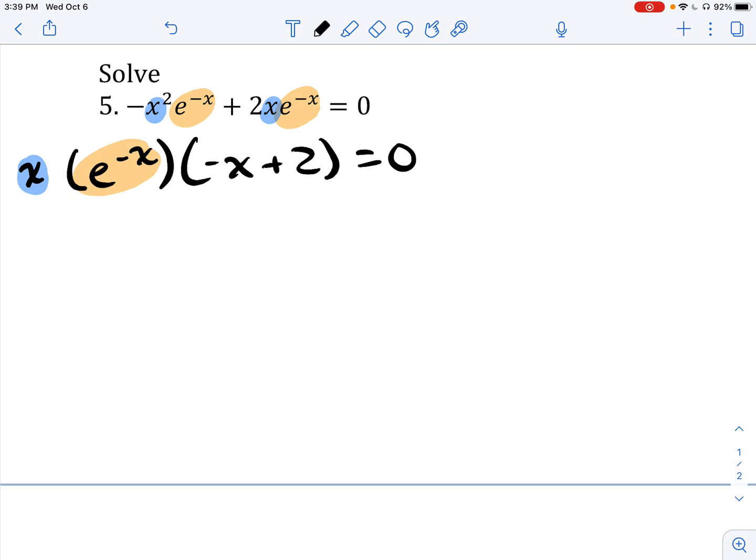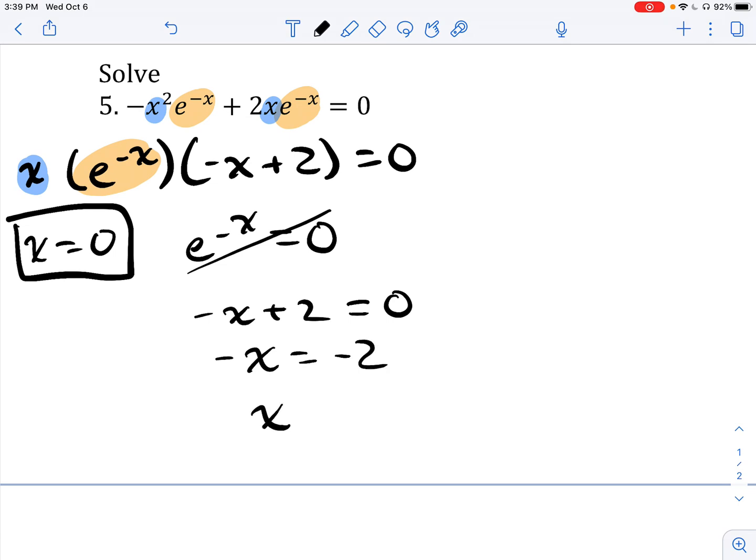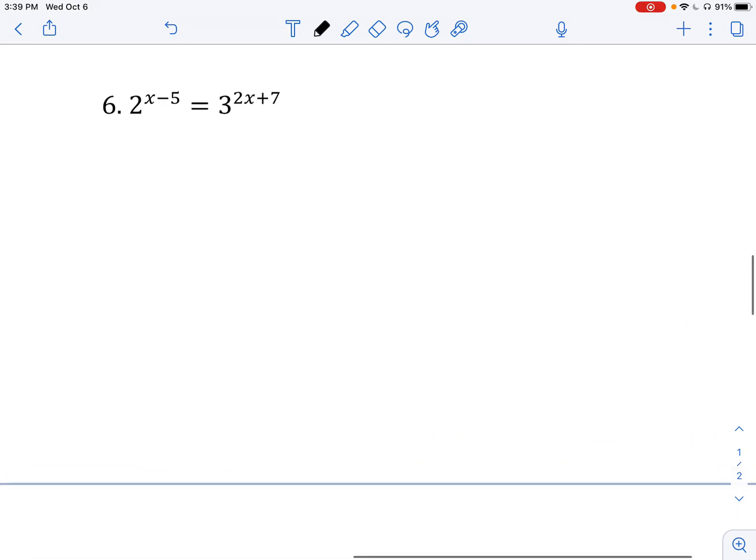Again, using the zero product property, let's set each of these equal to 0. x is equal to 0. There's one of my solutions. e to the negative x, if I set that equal to 0, wait, pause, think about this for a second. There is no way that e to the negative x could ever be equal to 0. There's nothing I can plug in for x that would ever cause my output to be equal to 0. So I don't have to really worry about this. Negative x plus 2, on the other hand, I do want to use. Negative x is equal to negative 2. That means x is equal to positive 2. There's my solution there. And then finally, for number 6, let's take a look at this one.